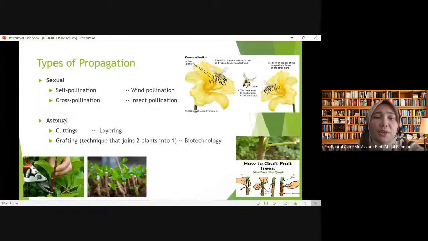And then asexual examples are cutting ya, keratan, layering. And then grafting, which is the technique that joins two plants into one. So this normally occurs in biotechnology processes. So this is the figure that shows how you can graft the trees or the plants. Okay, grafting ya.